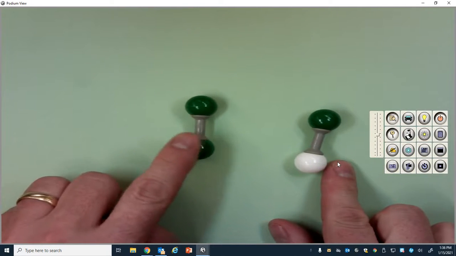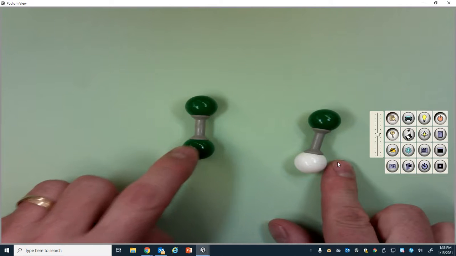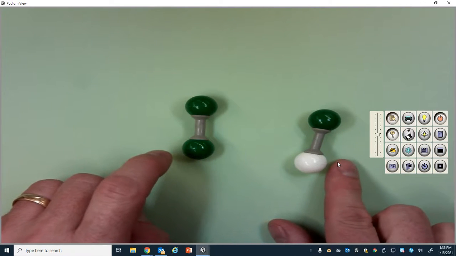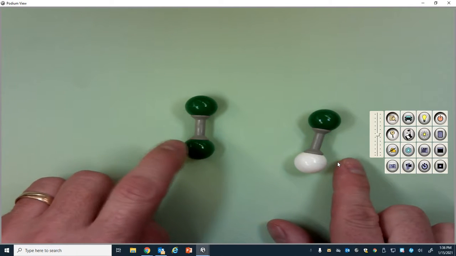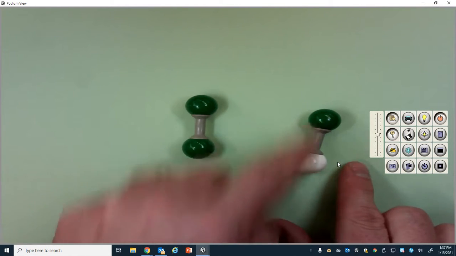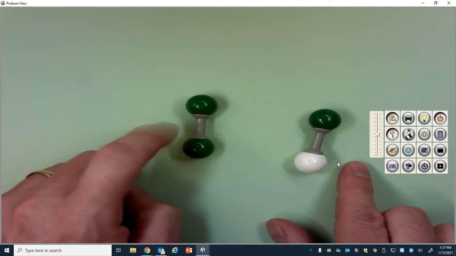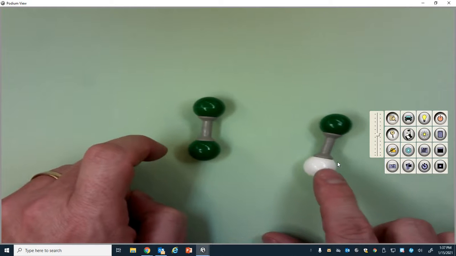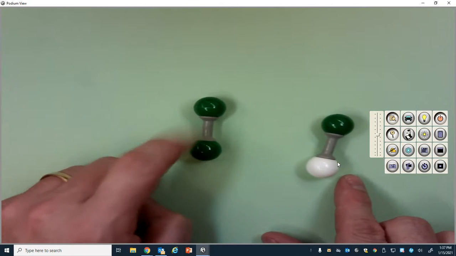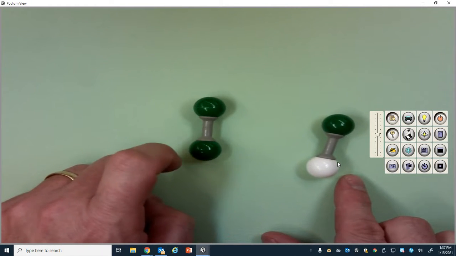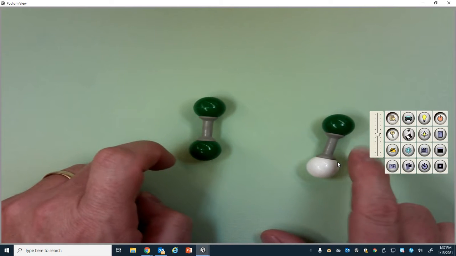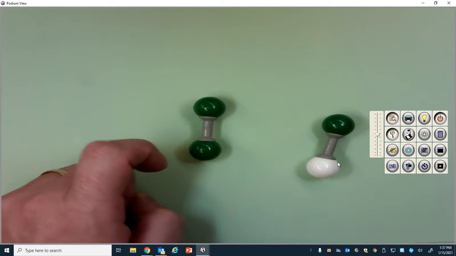The one on the left would be a symmetrical molecule, which would make it nonpolar. And the one on the right would be an asymmetrical molecule, which makes it polar. Even though they look similar, the color matters. The color green in this model kit means a halogen, and the white one means hydrogen. So the one on the left is a symmetrical molecule, which would make it nonpolar. The one on the right is an asymmetrical molecule, which would make it polar.